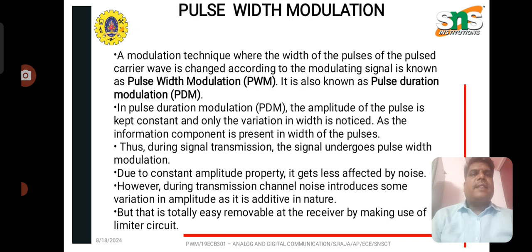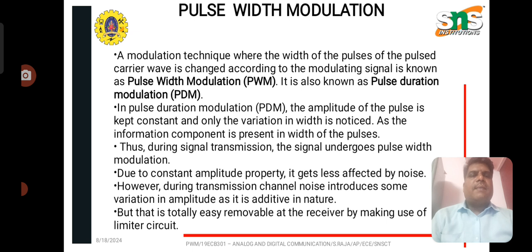A modulation technique where the width of the pulses of the pulse carrier wave is changed according to the modulating signal is known as pulse width modulation. It is also known as pulse duration modulation. In pulse duration modulation, the amplitude of the pulses is kept constant and only the variation in width is noticed, as the information component is present in the width of the pulses. Thus, during signal transmission, the signal undergoes pulse width modulation.